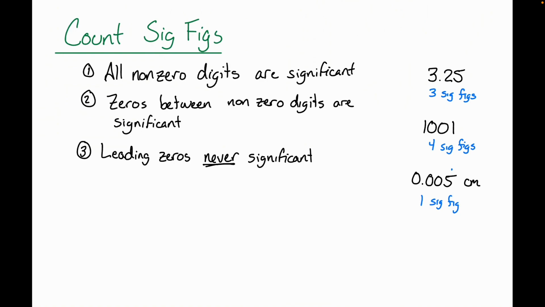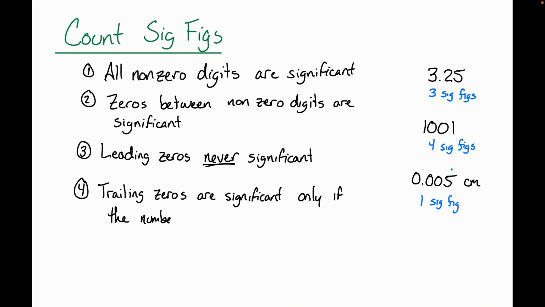And then the big pain in the butt ones are the trailing zeros, the ones that appear at the end of a number. So these trailing zeros are significant only if the number contains a decimal. Okay? So if you see a decimal point in that number, then you will count those trailing zeros. If there's no decimal point, they don't count.